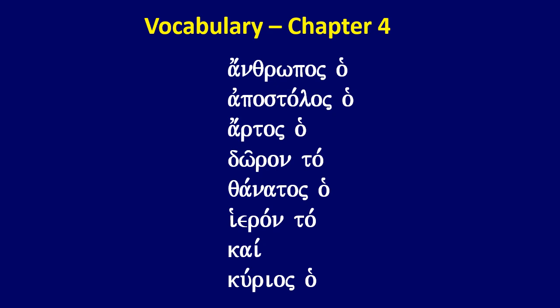Next is the word thanatos, or ha thanatos, and this is the word for death. After that is the word for temple, hieron, ta hieron, it's neuter.